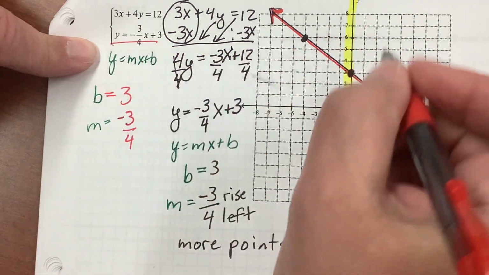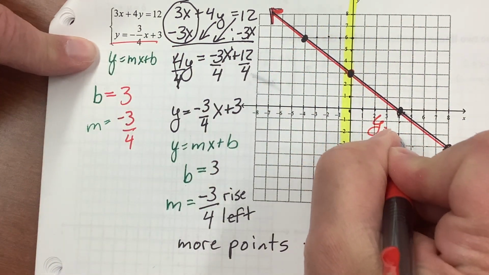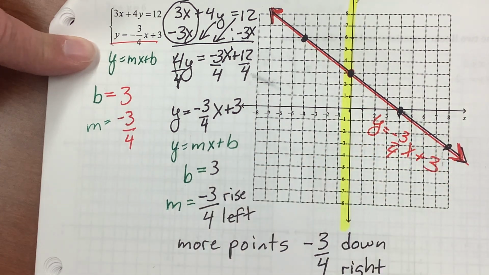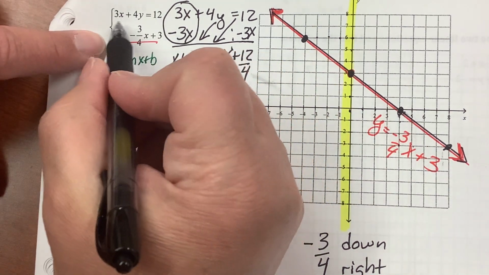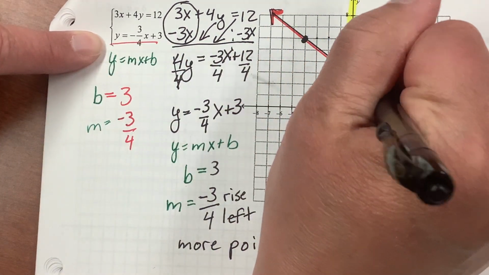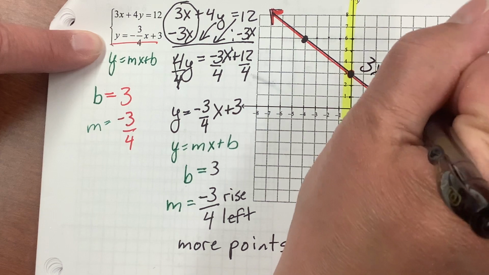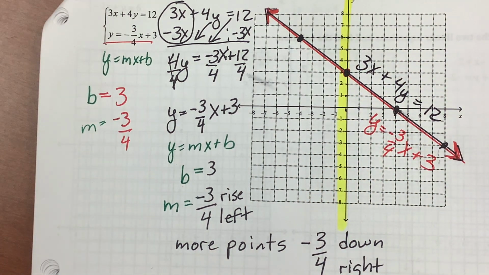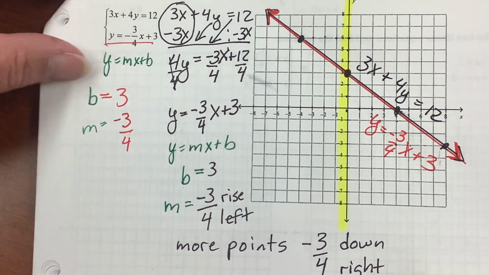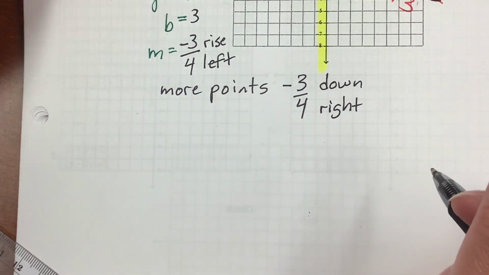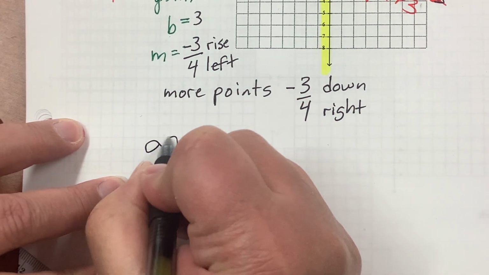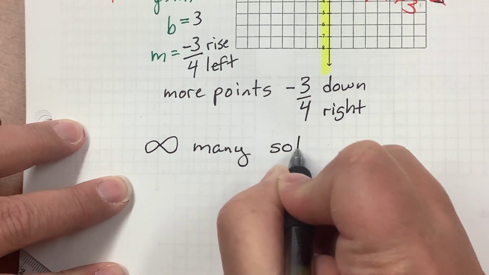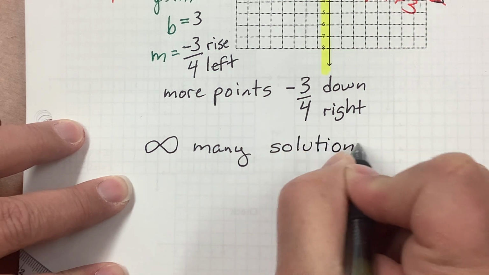So this is the red equation. Y equals negative 3/4 x plus 3. And you have to write the original equation, 3x plus 4y equals 12 on the black line, but it's the same line. When it's the same line, that means that there are infinitely many solutions. That's the answer to this.